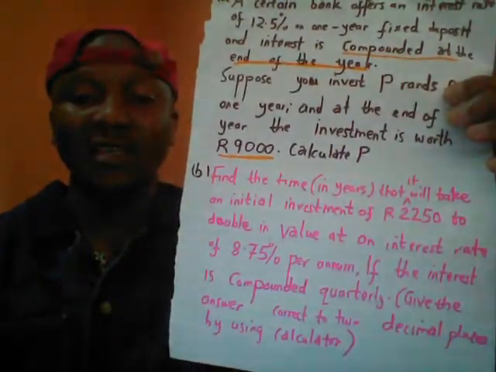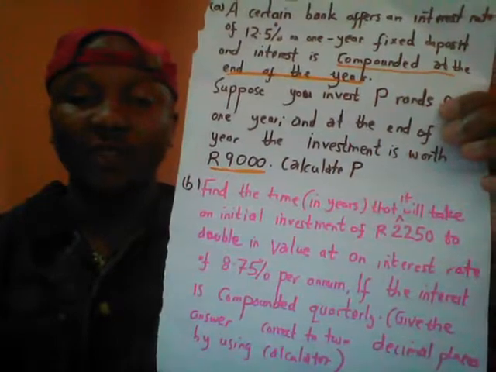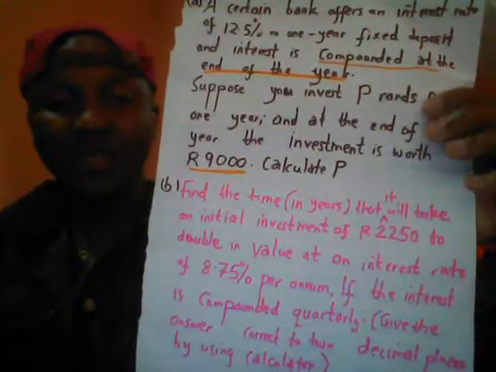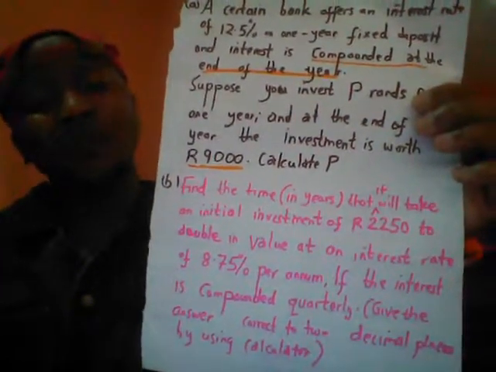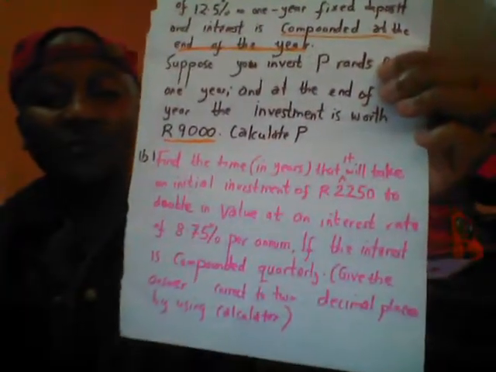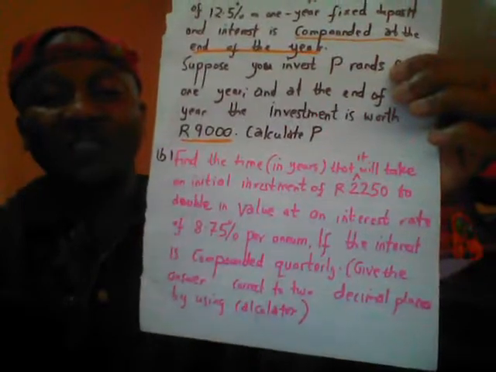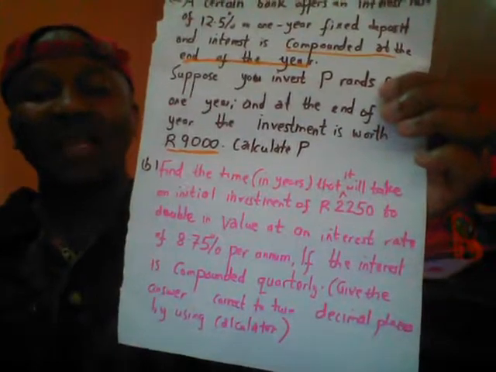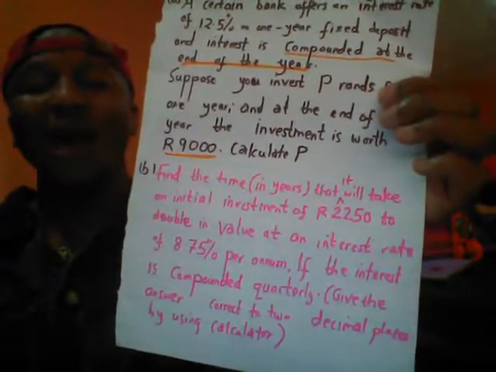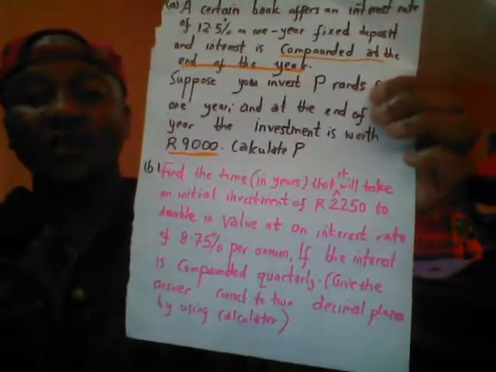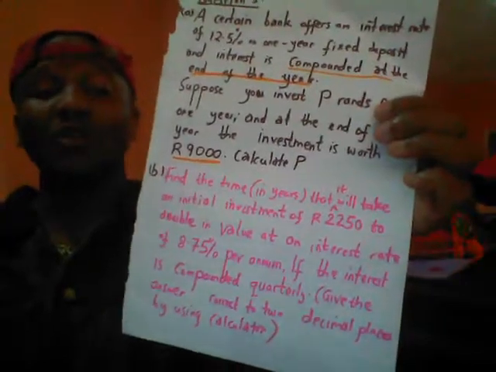Find the time in years that you take for an initial investment of 2250 to double. What is double? Double means 2 times the amount in value, at the interest rate of 8.75% per annum. If the interest rate is compounded quarterly, how many quarters do we have in 1 year? We have 4 quarters. So okay, let's go. Give your answer in 2 decimal places, and you're allowed to use a calculator. Okay, let's go.